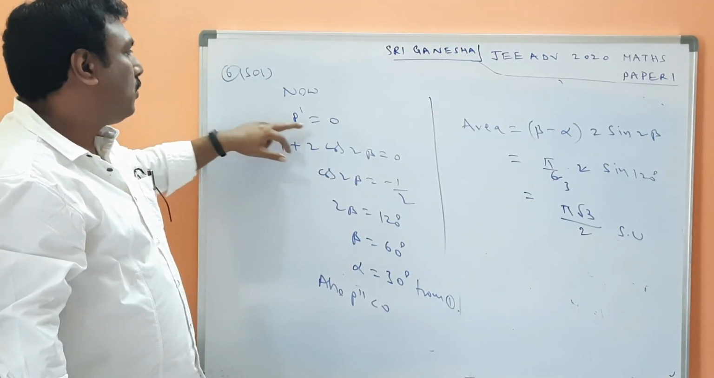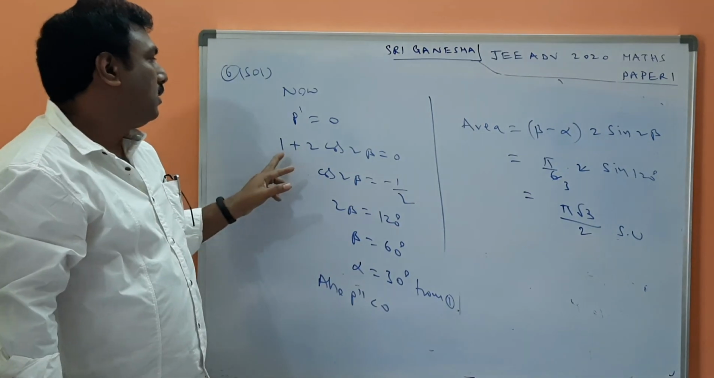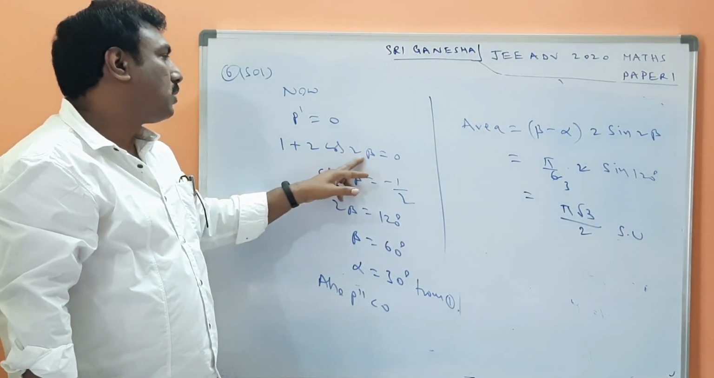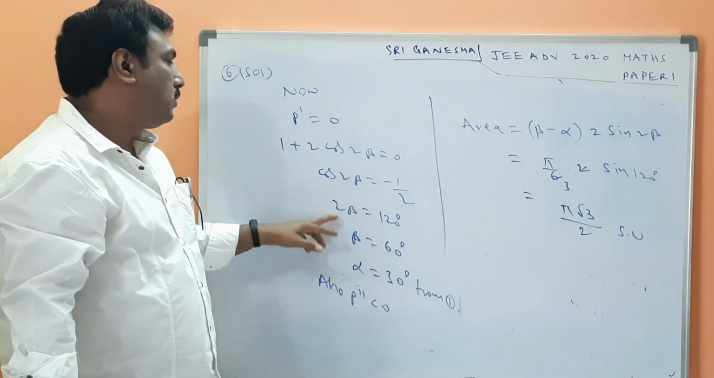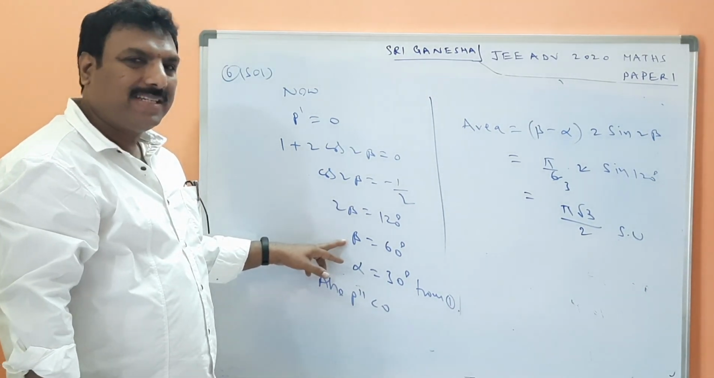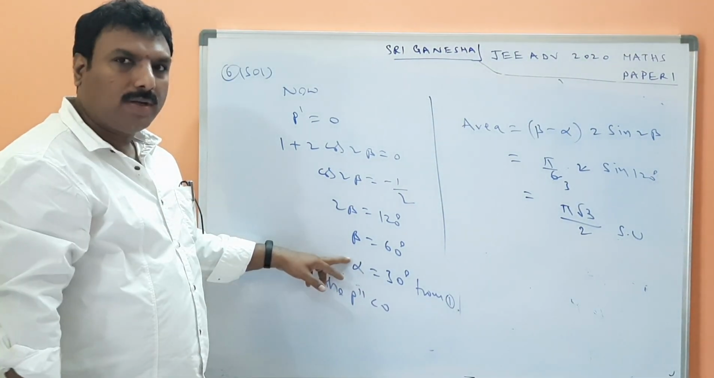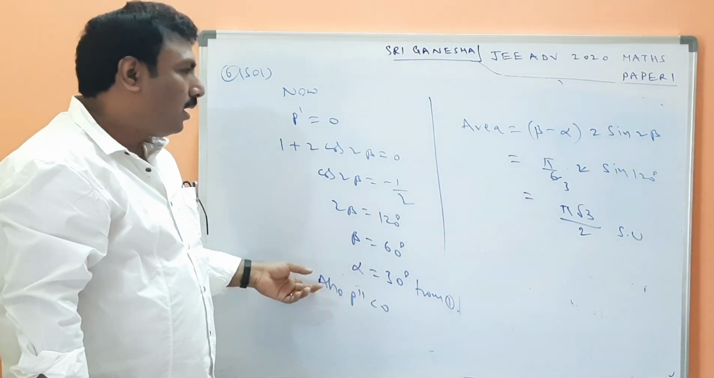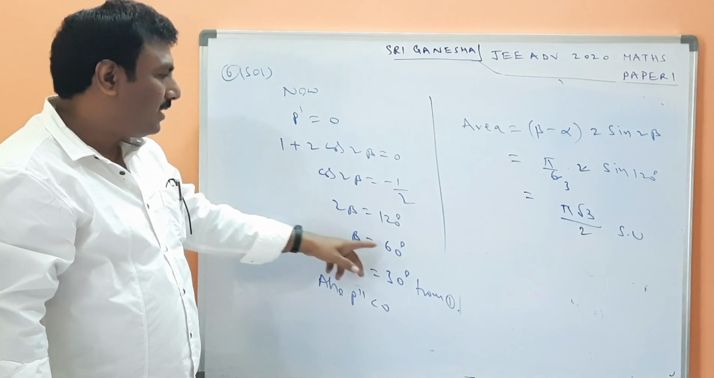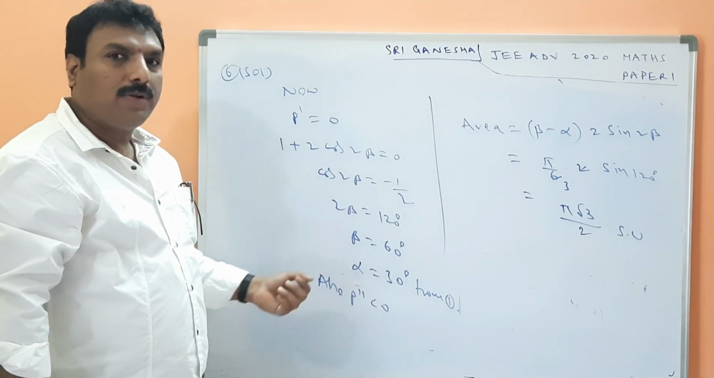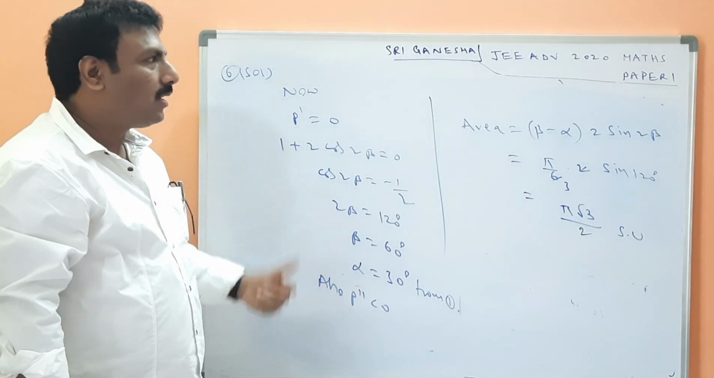Now P dash equal to 0 for maxima or minima. So we are getting 1 plus 2 into cos 2 beta is equal to 0. So cos 2 beta is equal to minus 1 by 2. Finally I am getting beta is equal to 60 degrees. From equation 1, alpha is 30 degrees. Also, P double dash will be negative whenever beta is 60 degrees. So maximum perimeter will occur.